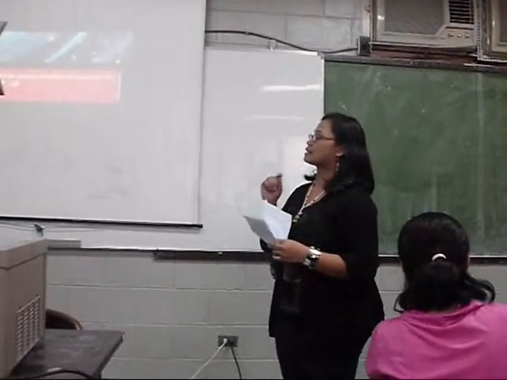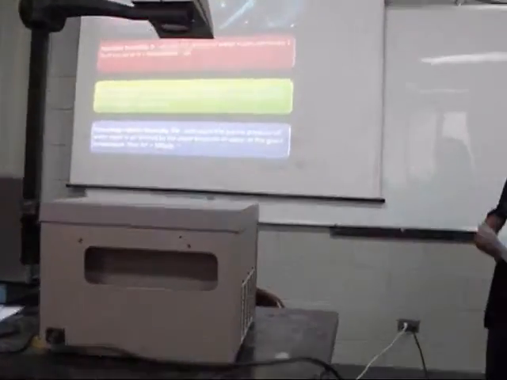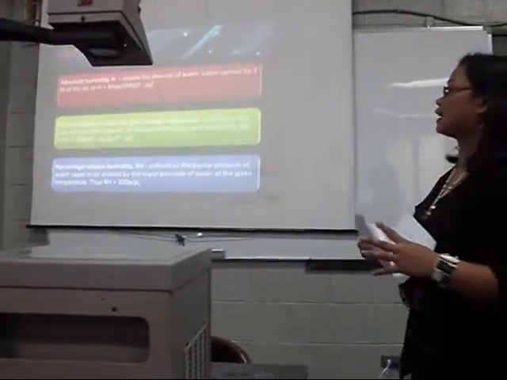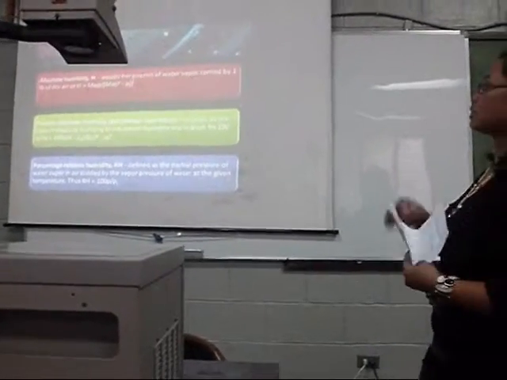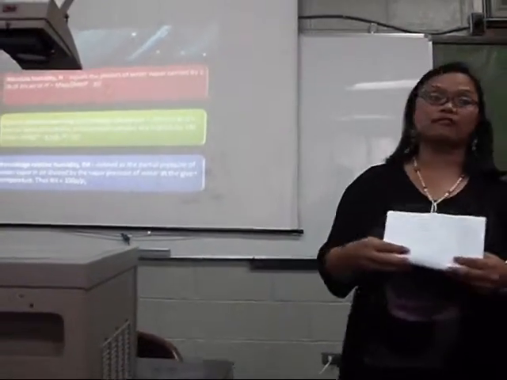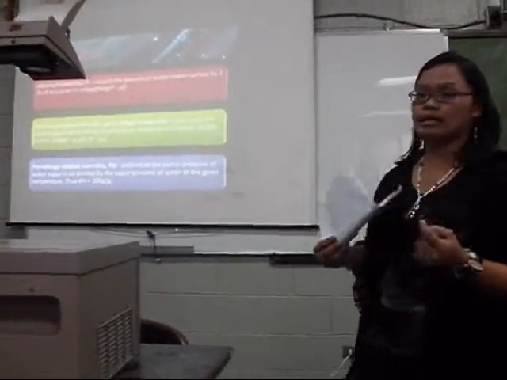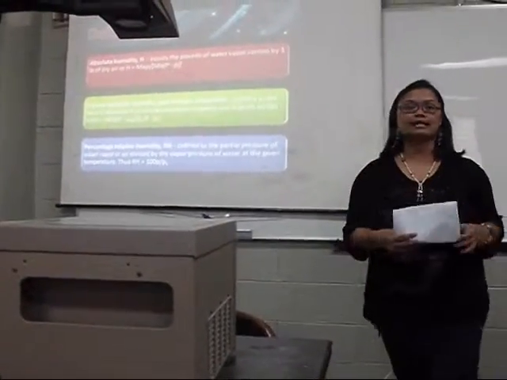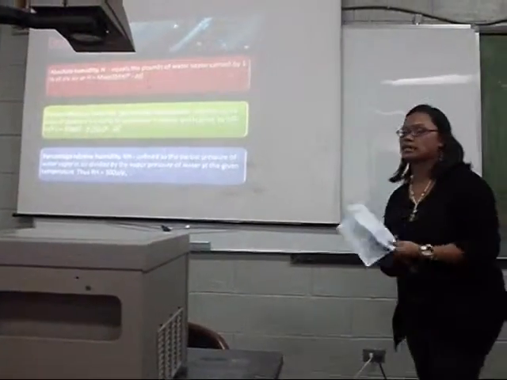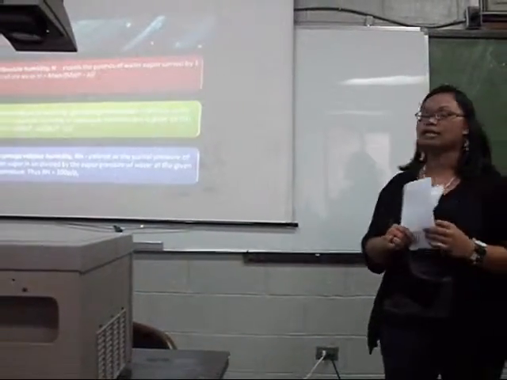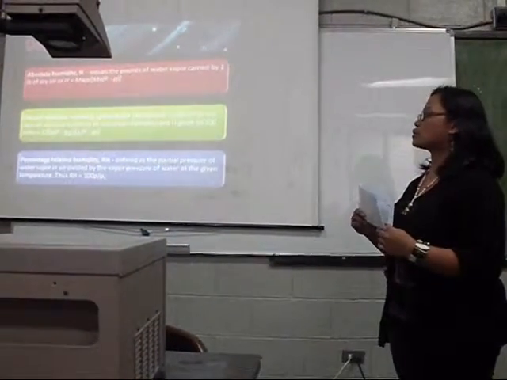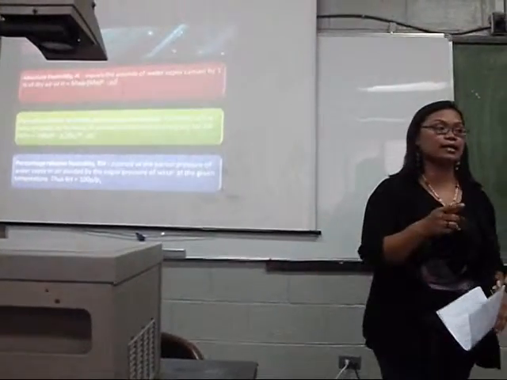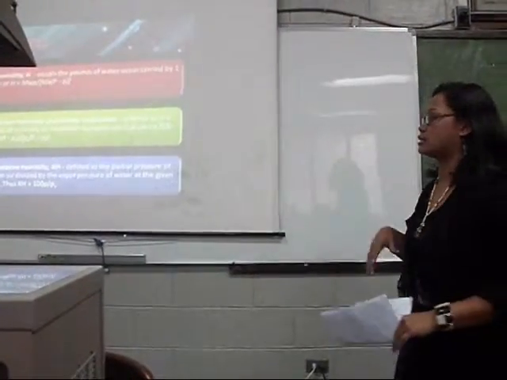So here are the first terms that we will be using. Number one is the absolute humidity. Absolute humidity is defined to be equal to the pounds of water vapor carried by 1 pound of dry air. Next one, we have the percent absolute humidity or the percentage saturation. Percentage saturation is defined as the ratio of absolute humidity to saturation humidity and is given by this equation. Later on, we will be going to deal with these equations.